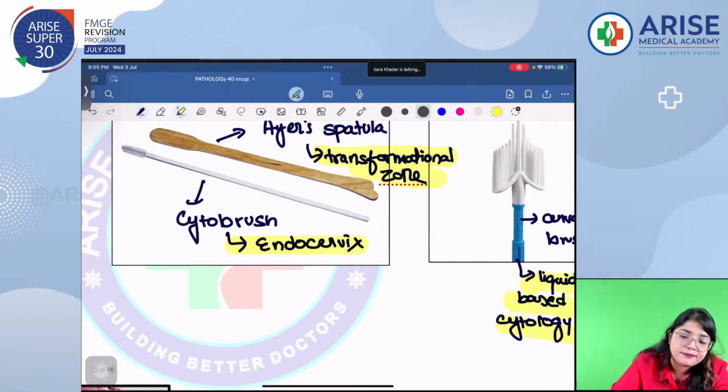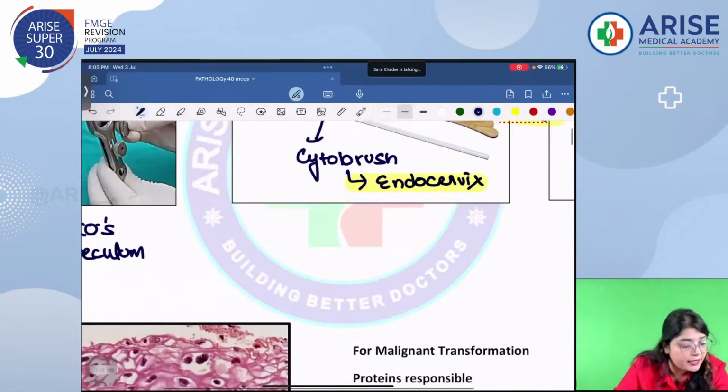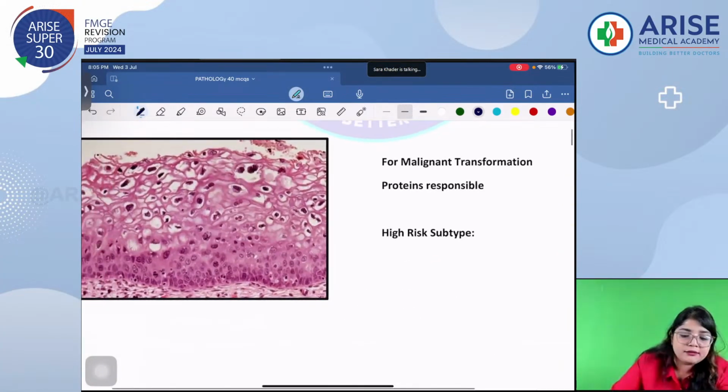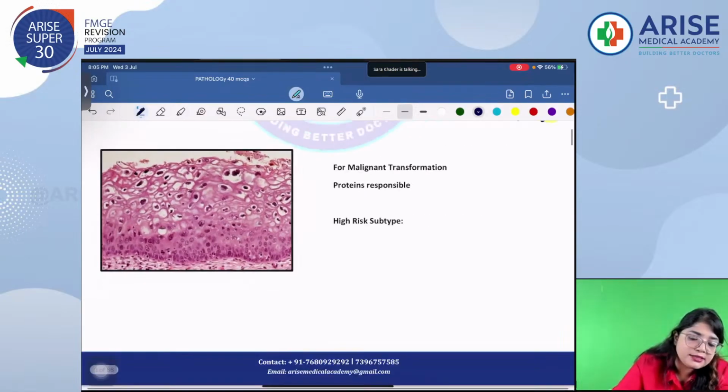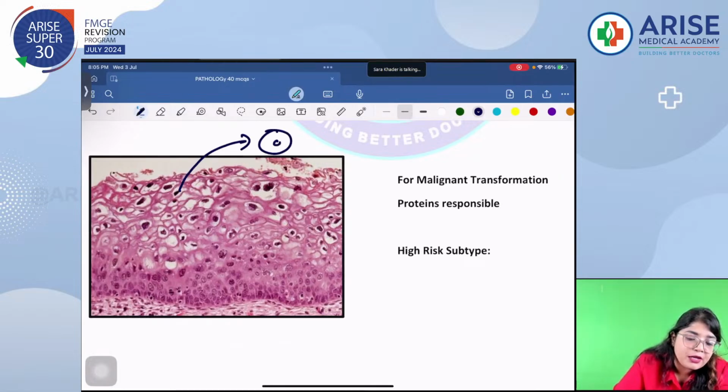Okay. Again, this one samples the transformation zone, while this one samples the endocervix. Very good. When you take this sample and see it under histopathology, what do you see? You see these cells, where you have the presence of a perinuclear halo around them. These cells are known as koilocytes. Very, very important. They're seen in HPV.